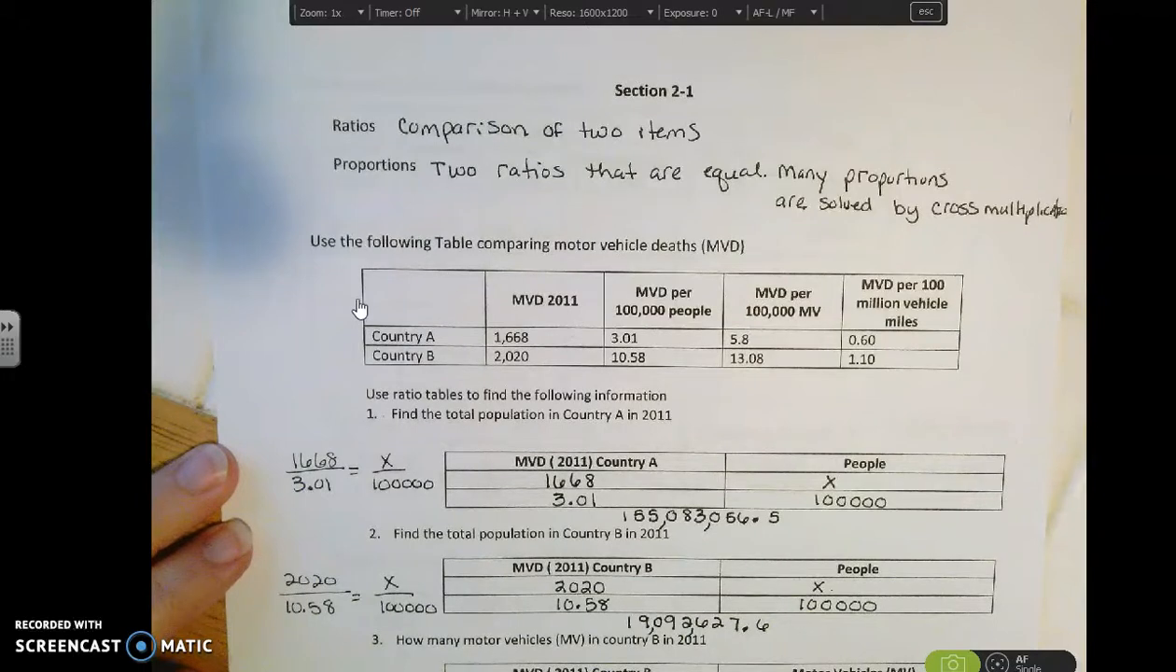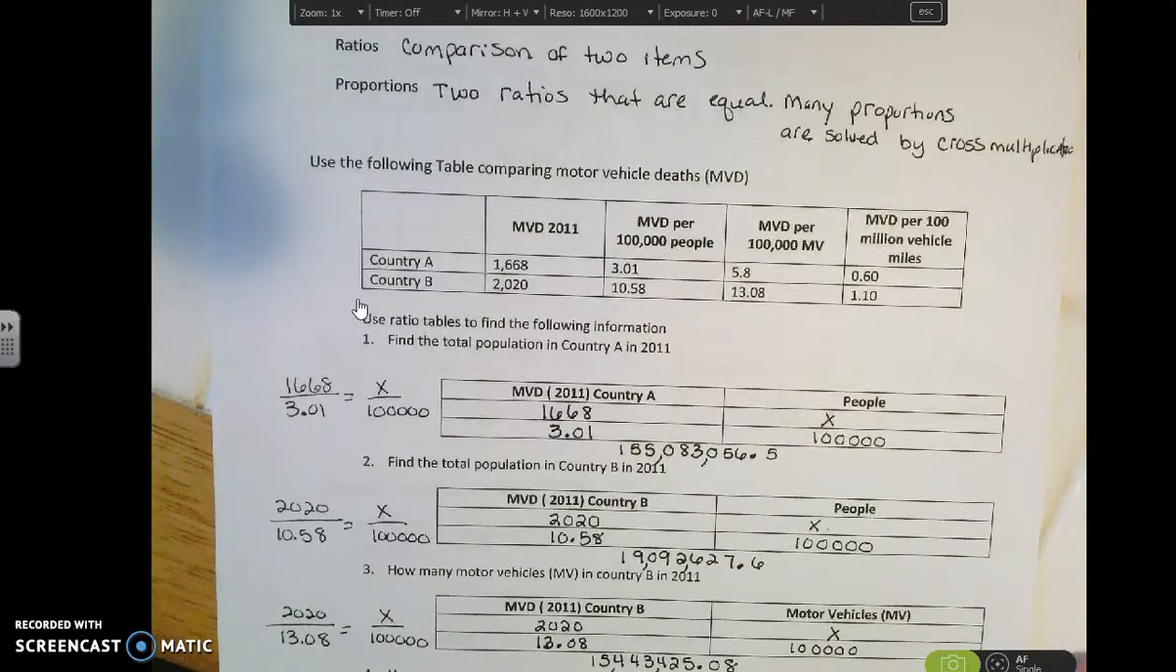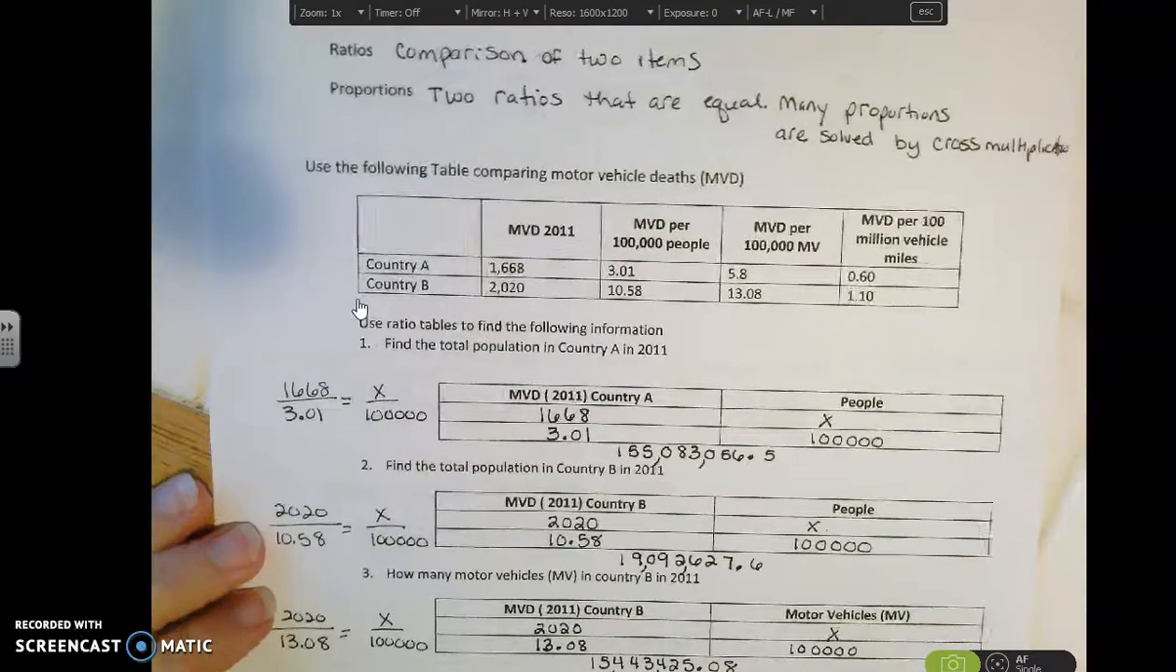And proportions are when you take those two ratios and you set them equal to each other. And most proportions are solved by using a process called cross multiplication. So here's an example that we're going to use to discuss proportions and ratios for this section.